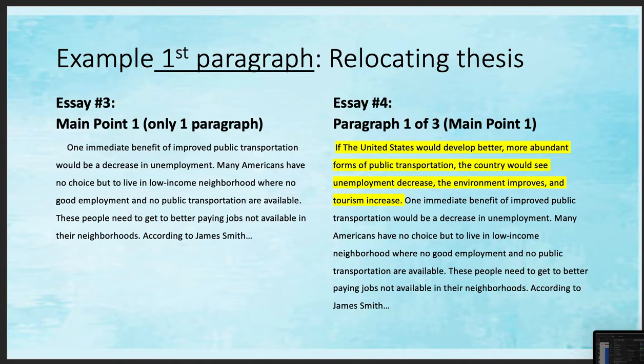The other thing that's actually different about this paragraph is what it represents. In essay number 3, this paragraph represents one whole main point. But now in essay number 4, this same paragraph is only a third of a main point. There's 3 paragraphs in this main point now. These are multi-paragraph main points.